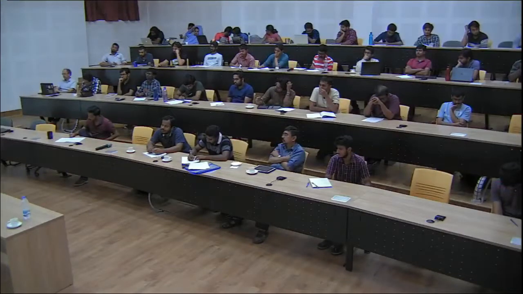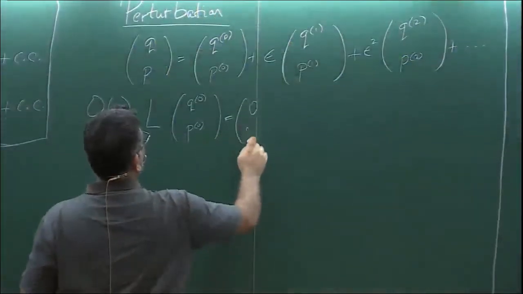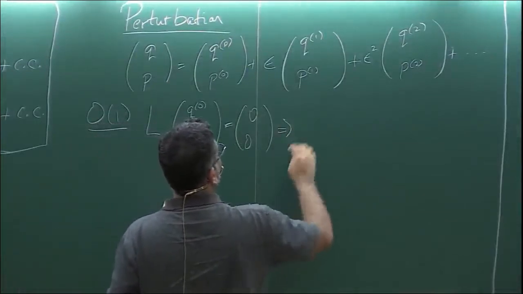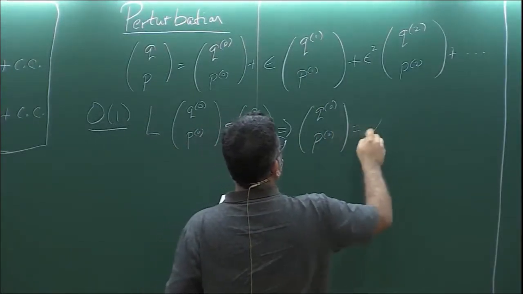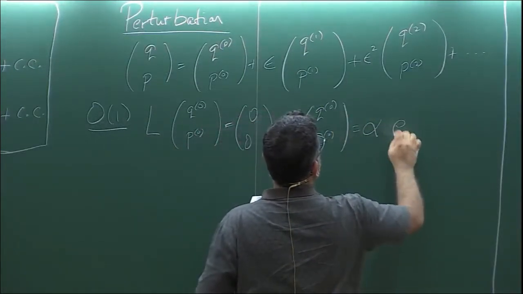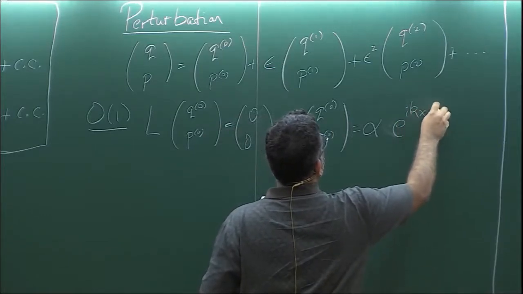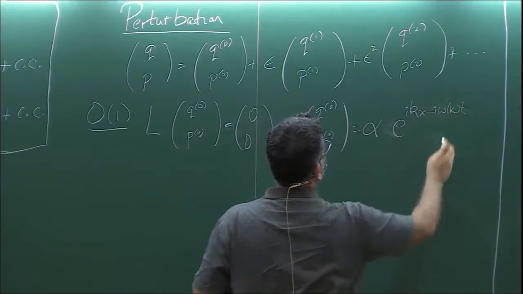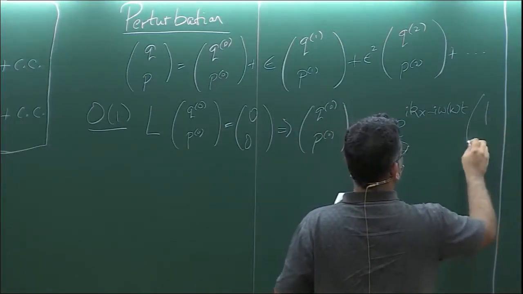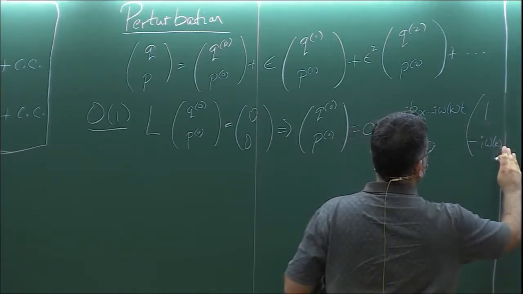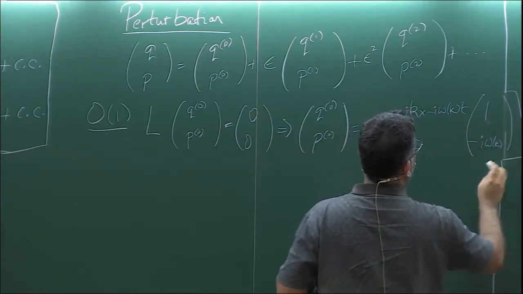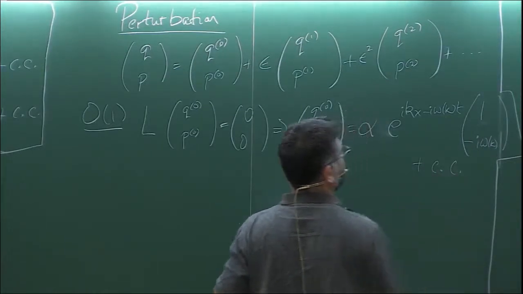So, the order 1 problem is L applied to (Q naught, P naught) equals (0, 0). And so this says I will take (Q naught, P naught) to be alpha e to the ikx minus i omega of k t, times (1, minus i omega of k), plus complex conjugate.